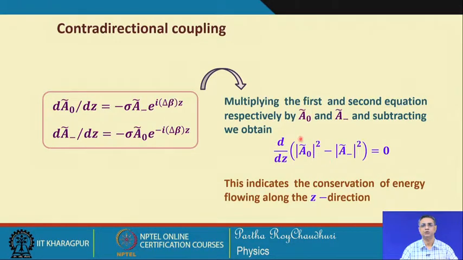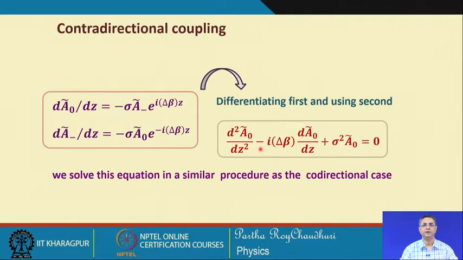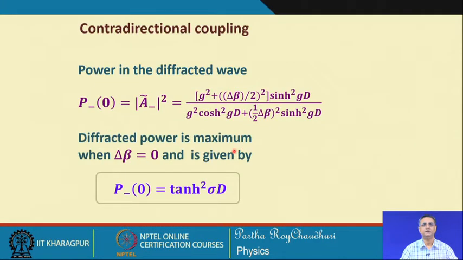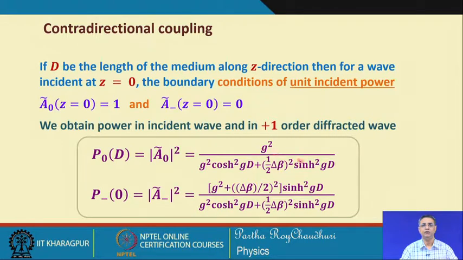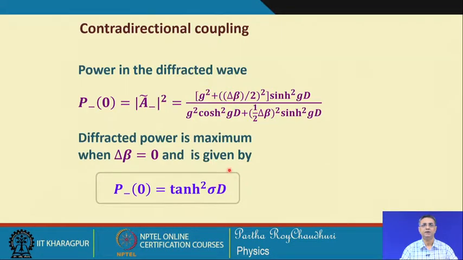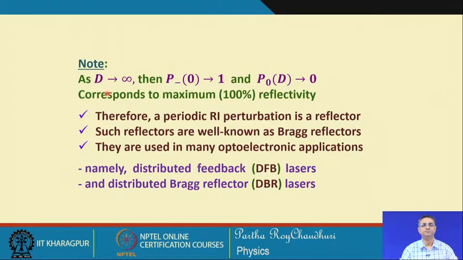So, A0 squared is now P0 and this is your P minus. The difference of this as a function of z will be a constant, which gives you the conservation of energy. These equations are very well known and familiar. They are also used in various waveguide coupling, distributed coupling. For example, let us complete this: if d tends to infinity, then the minus order becomes 1.